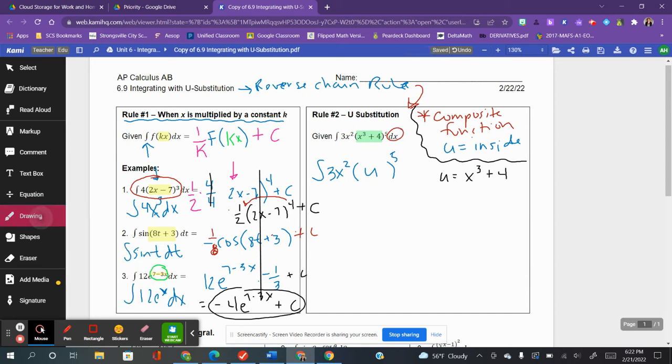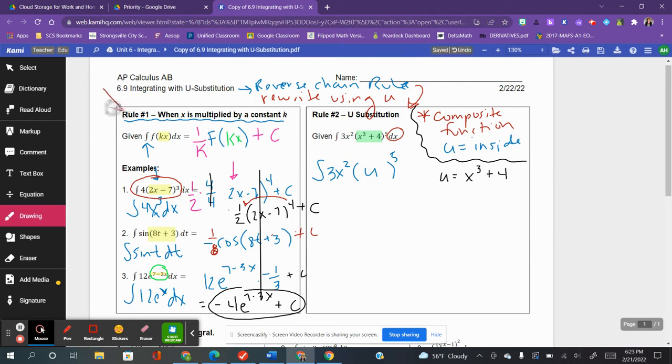All right, so again, my job is to make the function much simpler to work with. And if I'm going to have to integrate u to the 5th, I would rather integrate u to the 5th than integrate x cubed plus 4 to the 5th. Oh yeah, and there's 3x squared, right? So I'm going to transition everything over to u's. Okay, so rewrite using u, or in terms of u.